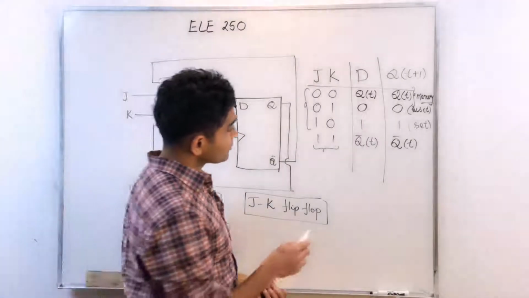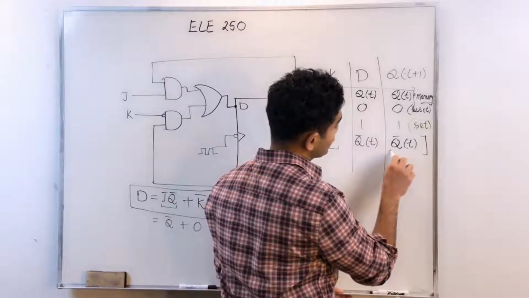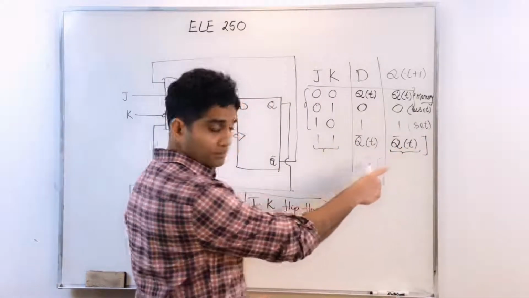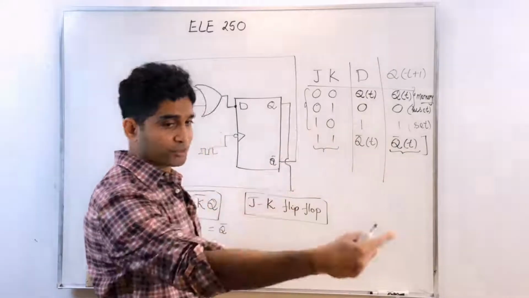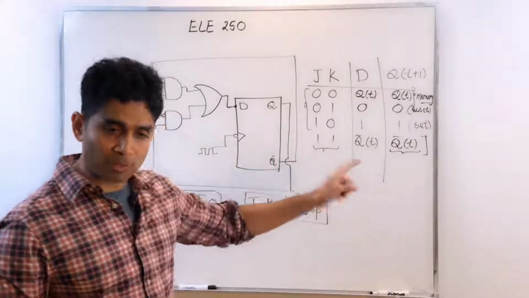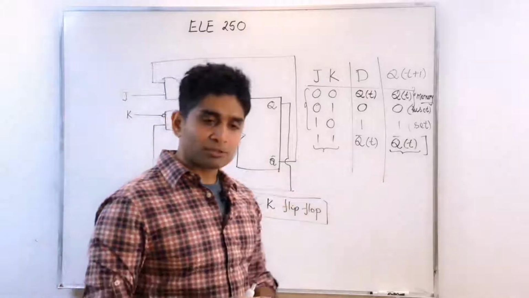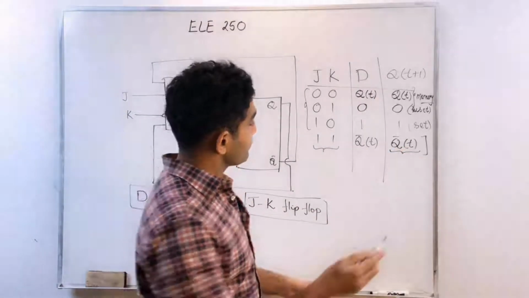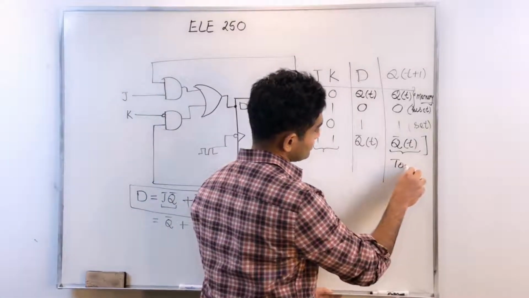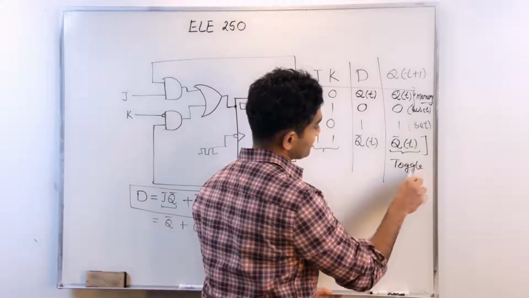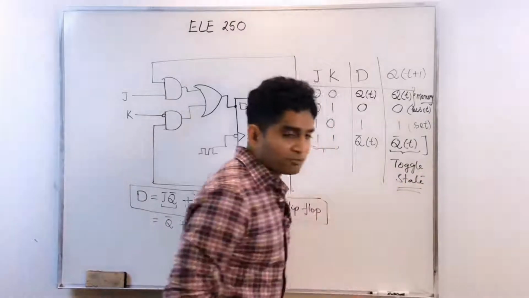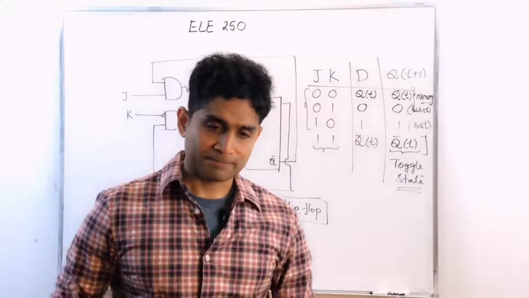So in this particular state, when my J and K are both ones, my output gets toggled with every active edge. If I just keep J and K at 1, my output is going to get toggled with every active edge. That's why we call this the toggle state. Toggle as in it gets complemented. So with J and K equal to 1, that gives me what is called the toggle state.